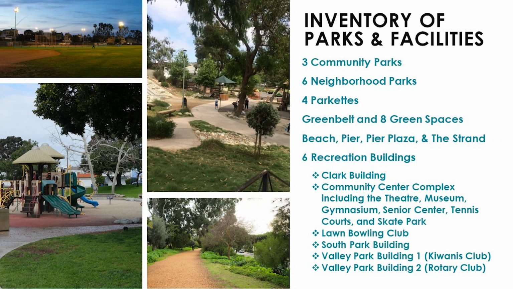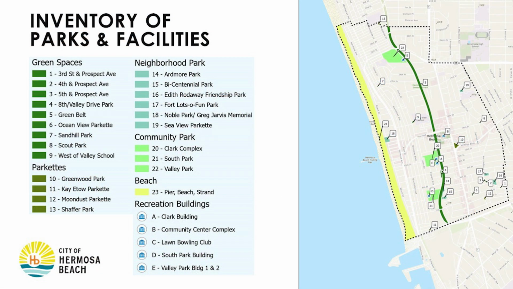What we found out of that inventory so far is that throughout Hermosa Beach, there are community parks, 6 neighborhood parks, 4 parkettes, an extensive green belt, and 8 green spaces, beach, pier, plaza areas, as well as recreation facilities. Understanding what Hermosa Beach has in terms of parks and facilities is just part of the equation. We also look at where they exist.